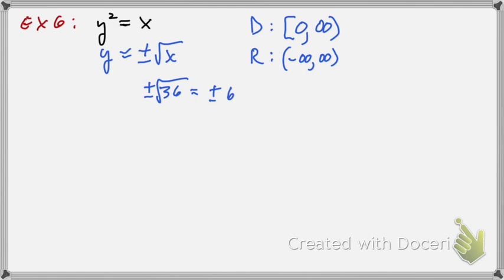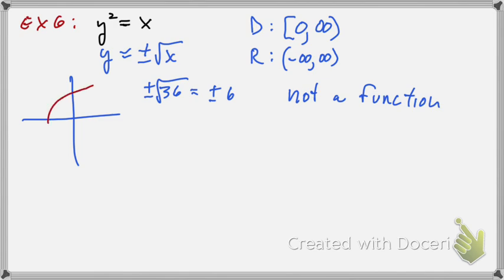Plus or minus 6. Not a function because one value of x gives me 2 values for y. See, I've still got domain and range, but not a function. So if it's plus or minus, regardless, it's not going to be a function. It can't be a function. You're going to get something that graphs out that looks like a sideways parabola. It's a relation, but not a function.